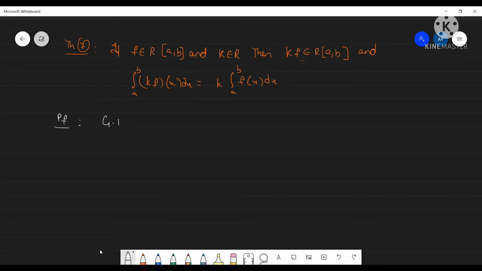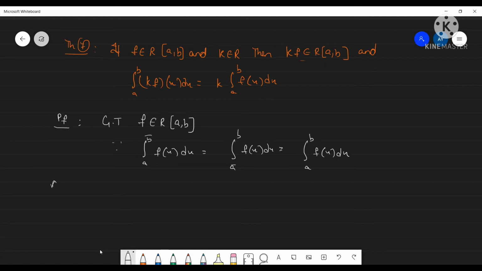Given that, what is it that they gave? F belongs to R over [a, b]. And from the previous theorem, what can we say? The upper integral of f(x) dx from a to b equals the lower integral of f(x) dx, which equals the integral of f(x) dx from a to b. This is what we can tell.